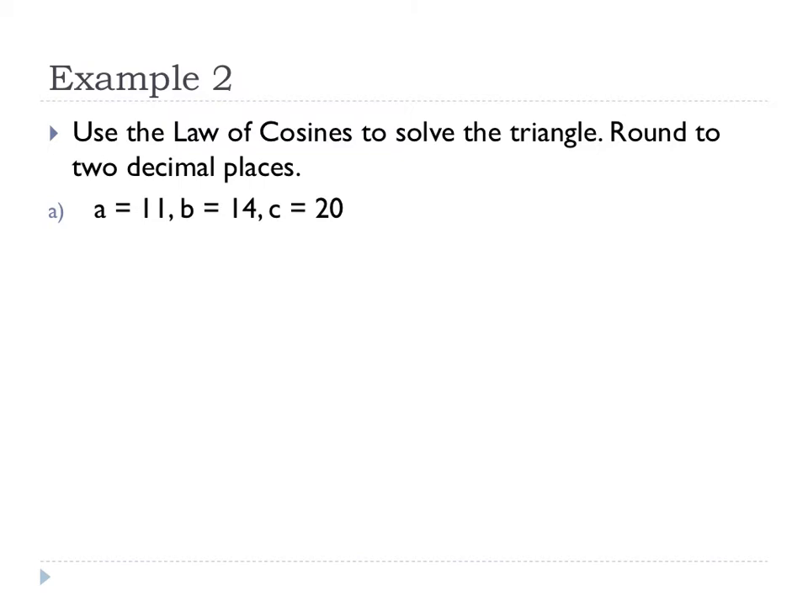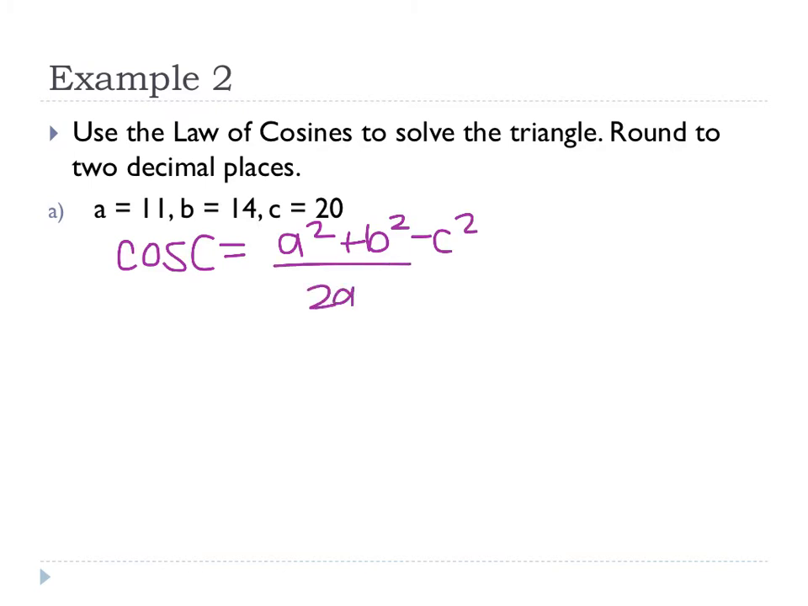So I'm going to do the cosine of C equals A squared plus B squared minus C squared over 2AB. I'll be honest, a lot of times with cosines, I don't draw out a triangle. I think it's faster just to go off the information you're given. But it's up to you. If you like the visual, go ahead and do it.